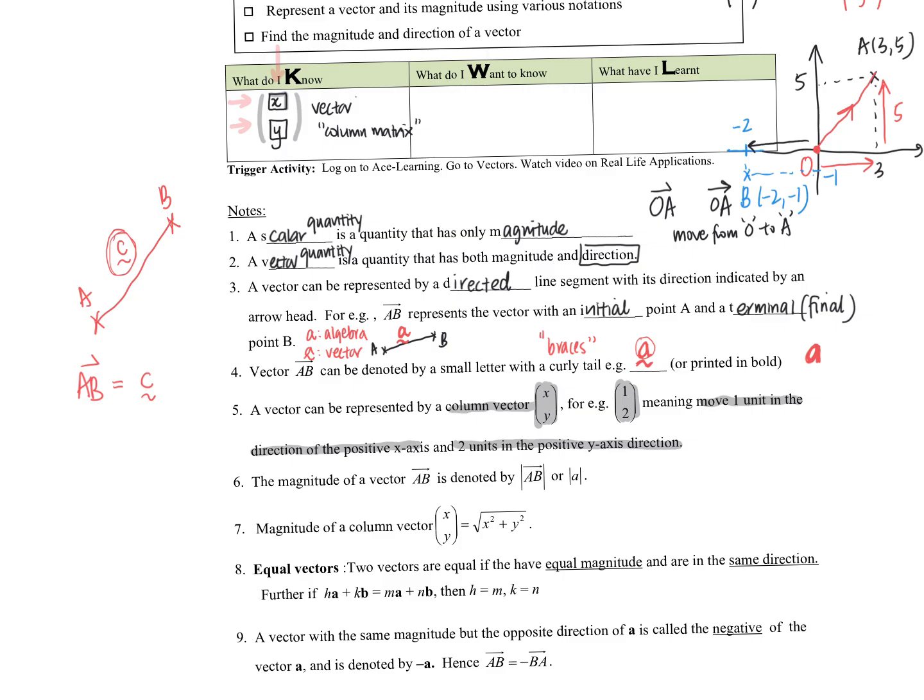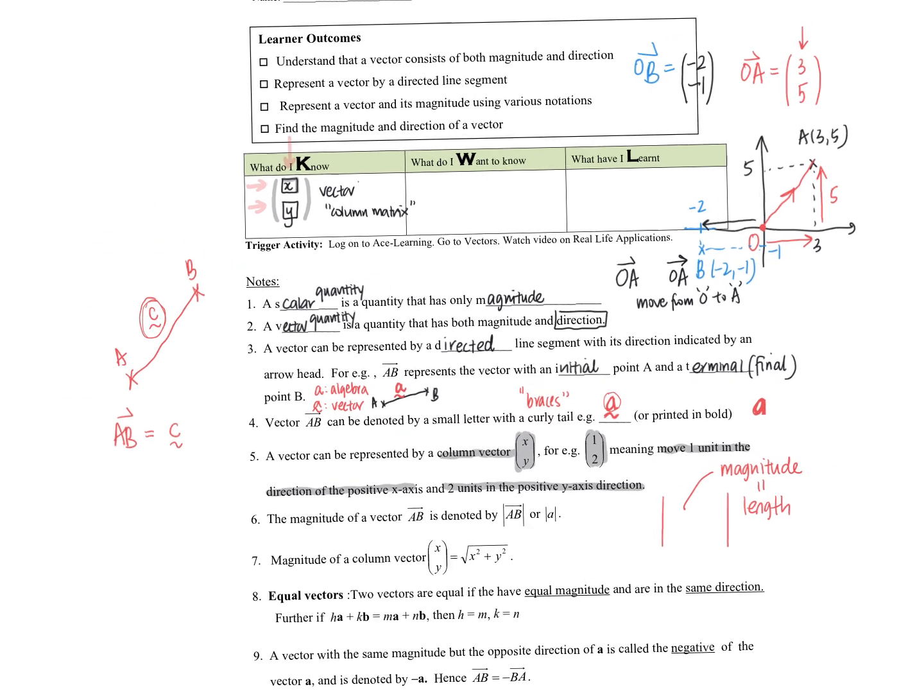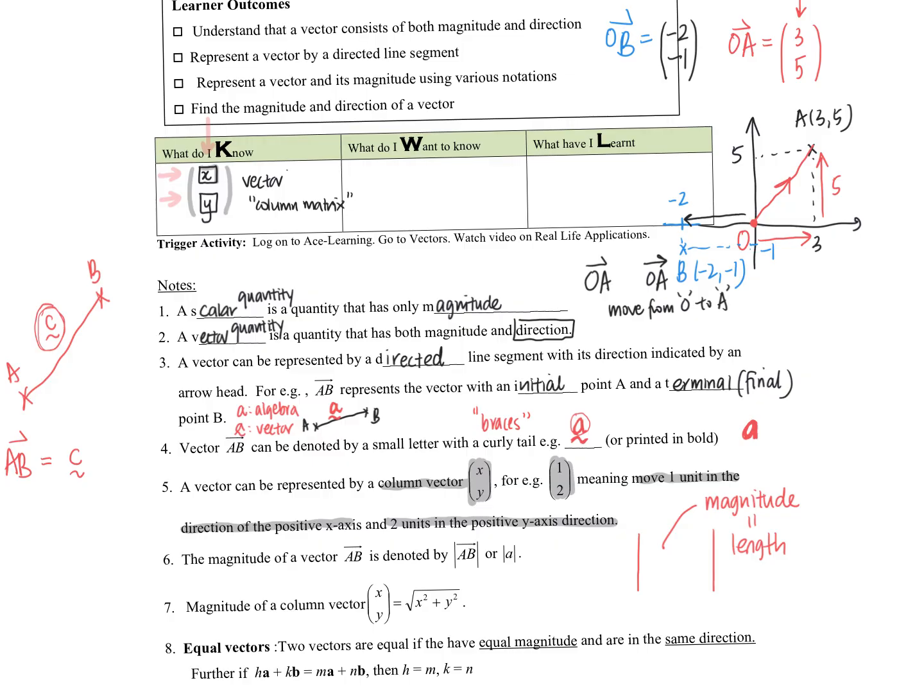Okay, so if they start to draw this line, it means they want you to find the magnitude. Magnitude is like asking you to find the length. So imagine just now I gave you this. If I want you to find the magnitude of the vector OA, what do you think I want you to find? The length of OA. So you use Pythagoras theorem.